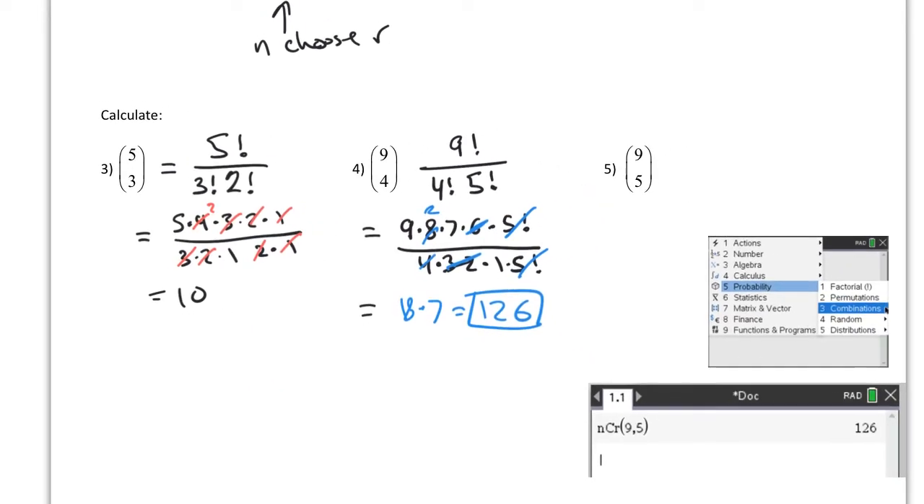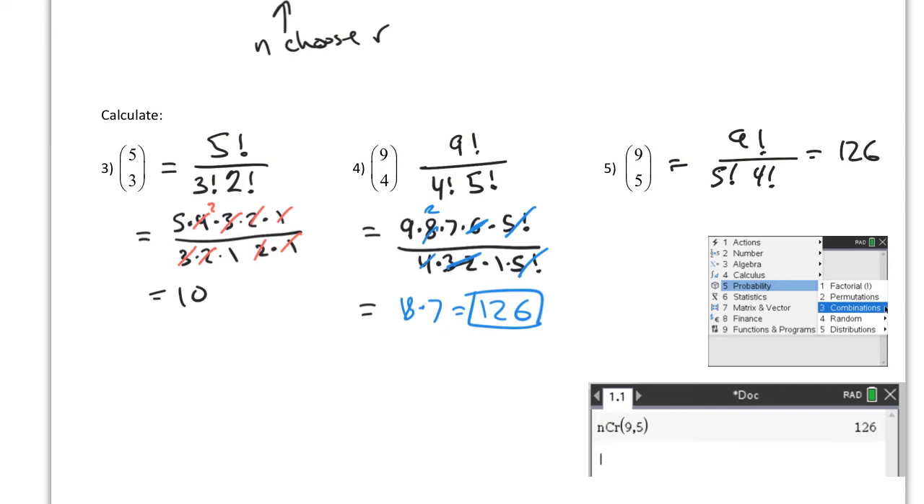Well, if we were to do 5 here, we'd see that it's 9 factorial over 5 factorial times 4 factorial, but that's literally the same exact thing as 4. So we're going to get 126 again. And the reason for that is we have a property that says n choose r is also equal to n choose n minus r. And that's what's happening here. Essentially, when this number is the same as the difference between them, we get the same result.